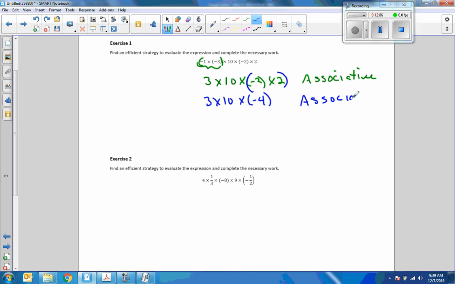Again, there's more than one way to do this. This is just the way I decided to do it. You have to be able to tell what property you're doing, though. Now I'm going to leave that 10 for last because that's easy. So I'm going to now rearrange this and say 3 times negative 4 times 10. And that is commutative property.